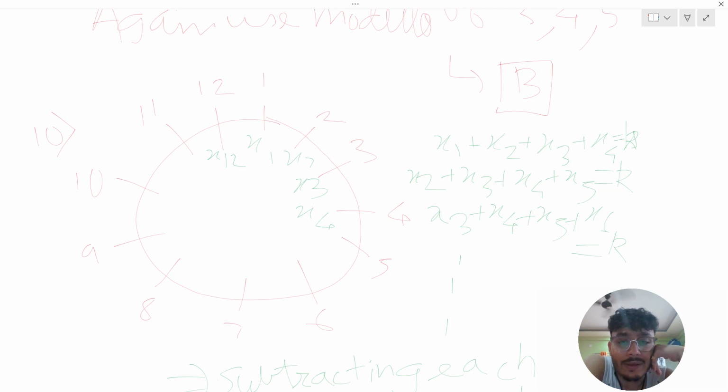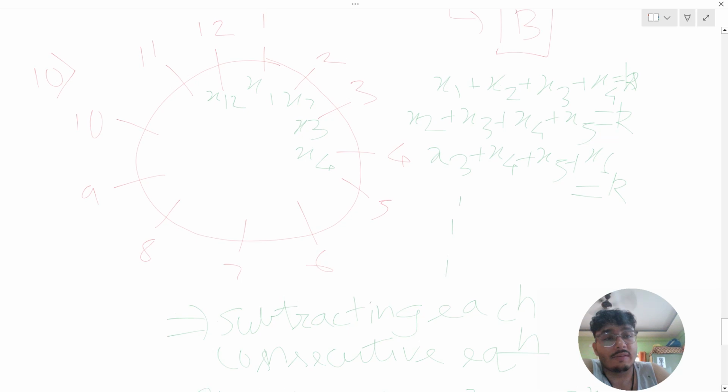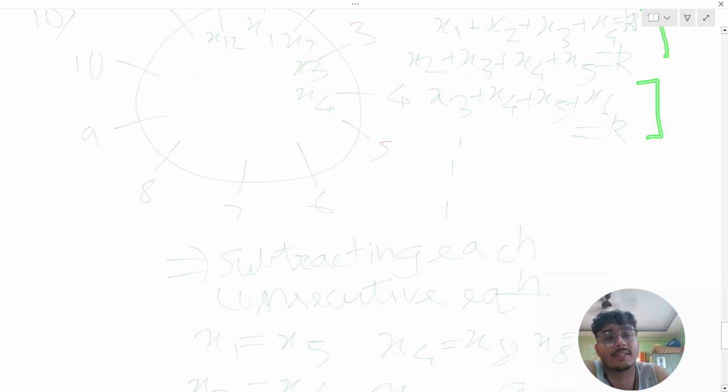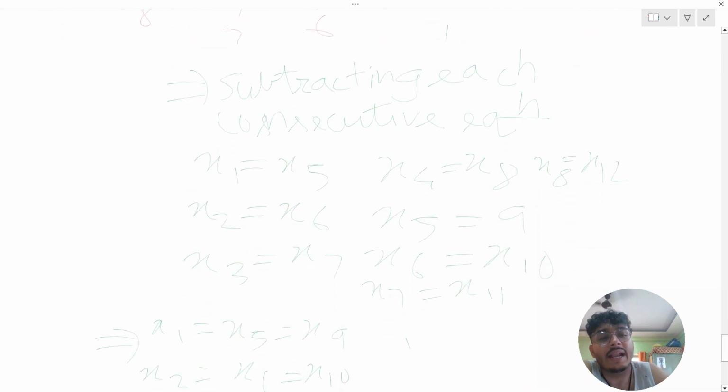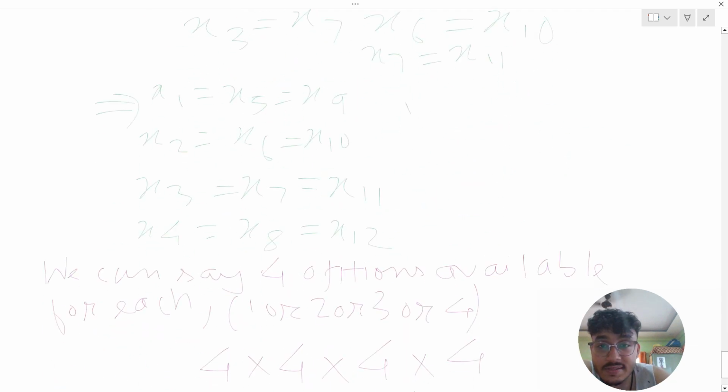Whenever we are getting this sort of equations, and it's a question of permutation, or maybe any topic, our main aim would be to find the relation between x1, x2 all the way till x12. So we start subtracting each equation. We subtract these two equations, we get x1 equals x5, these two equations x2 equals x6, next equation x3 equals x7, and if we keep on subtracting all the equations, we finally get the result to be x1 equals x5 equals x9.